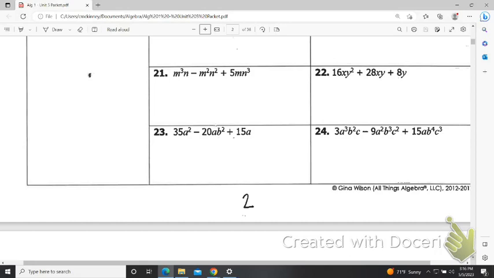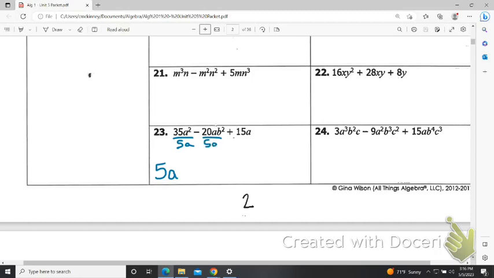5 can go into all of those. That would be their greatest common factor as far as those coefficients. Then do they all have an A? Yes, they do. Lowest power is just 1. Do they all have a B? They do not. So no B in the greatest common factor. Let's divide them all then by 5A.